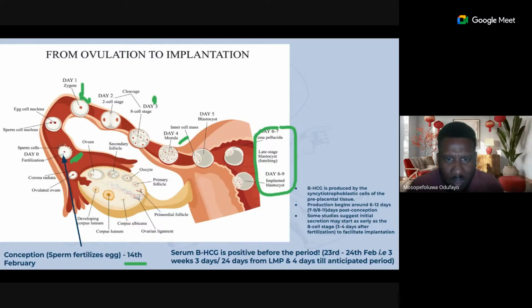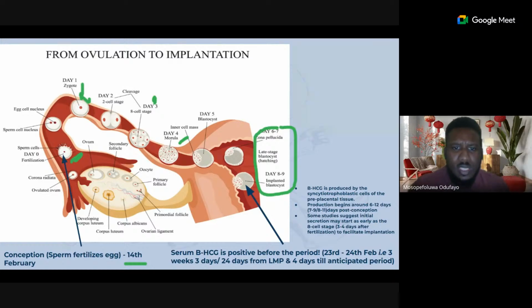If we start counting using that 6 to 12 days, it will be around the 23rd to 24th of February. Yeah, basically. But at this period, she's not even expecting to see her period yet, because I said she's on a 28-day cycle. So it's possible for you not to have even seen the period, but we can already detect, in the earliest form, beta HCG, to confirm that you may be pregnant. And so that's the implanting blastocyst there.